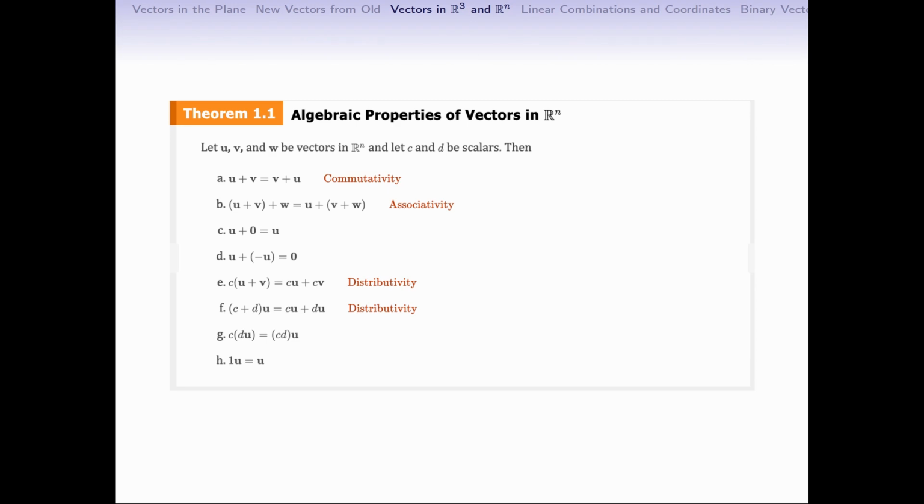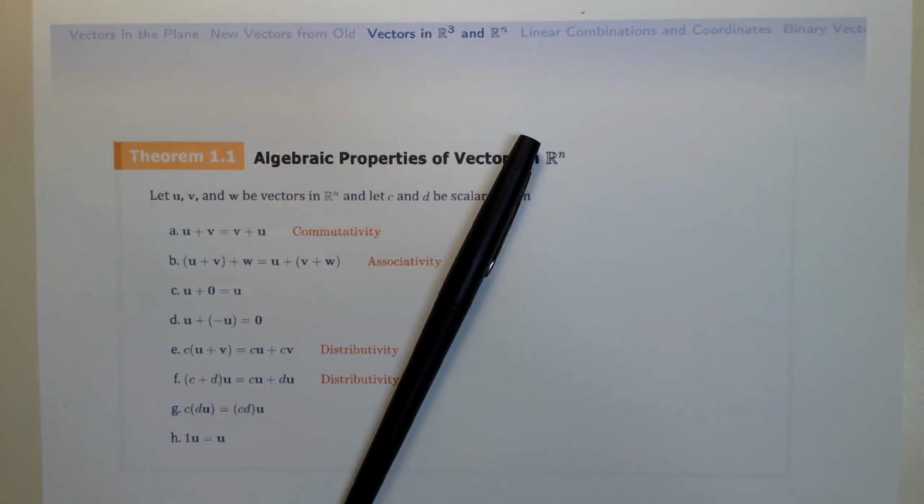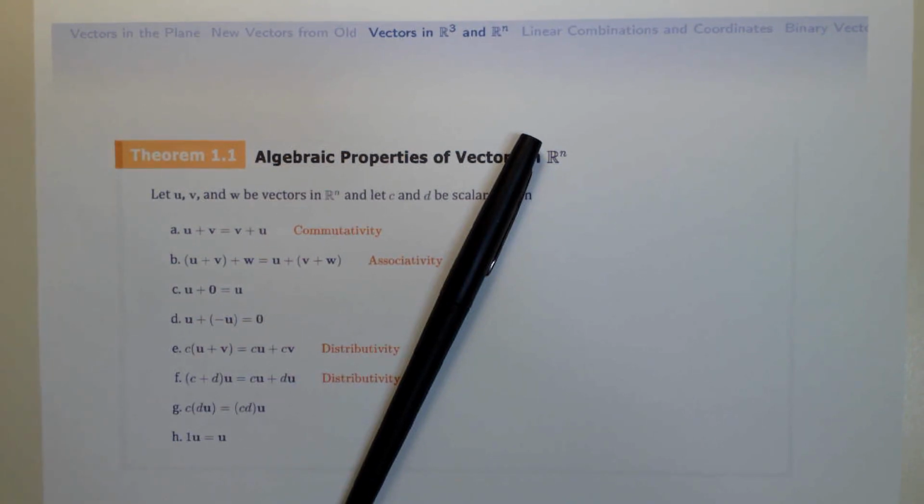So what I want to do is go to the document camera and we'll work out some detailed proofs for parts A and B just so you can see how that works out. And then I'll leave you to work through parts C through H on your own. So join me at the document camera for the proofs of parts A and B. All right, so welcome to the document camera. Let's work through parts A and B of this theorem 1.1.